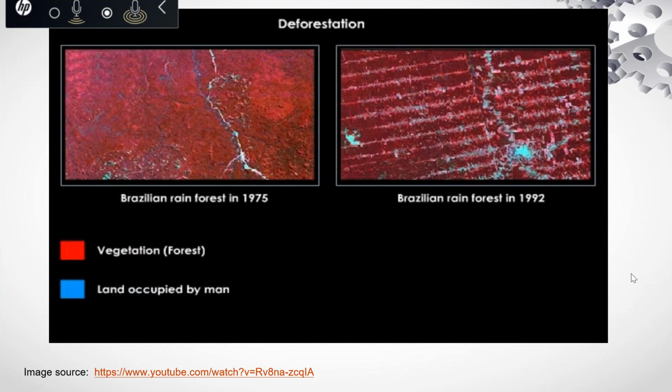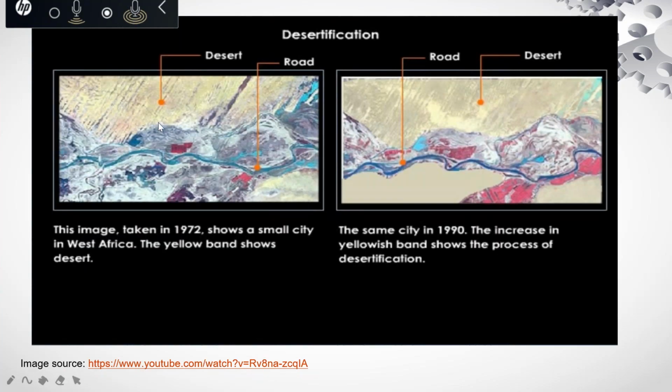Next is also desertification. Here we can see that the desert is seen by the yellow color, and the road is seen by the blue color. So in the year 1990, you can see that desertification has covered much of the area, so it has reduced the area which was under road earlier in 1972. So this is also visible or analyzed by the raster images which are collected by the satellites.